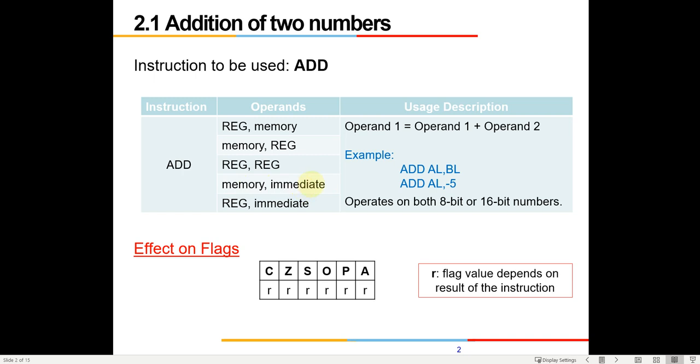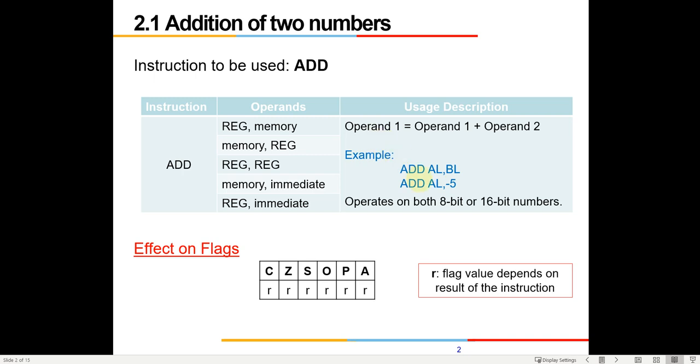Immediate means whenever you are giving data directly, data to be added either to the memory, or you can give data which can be directly added to the register. Since this has not been covered extensively in the theory class, we will restrict ourselves to register adding and register immediate adding, which I will explain. Okay, so the first example is add AL, BL.